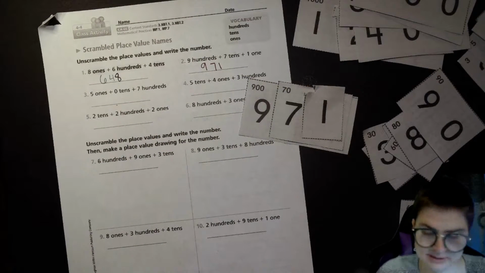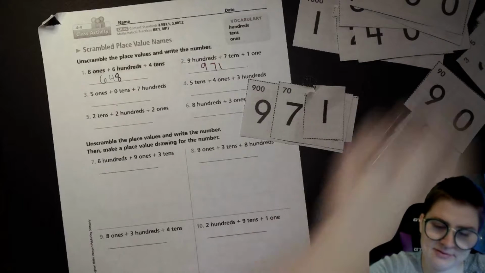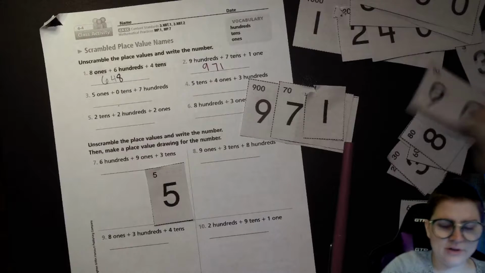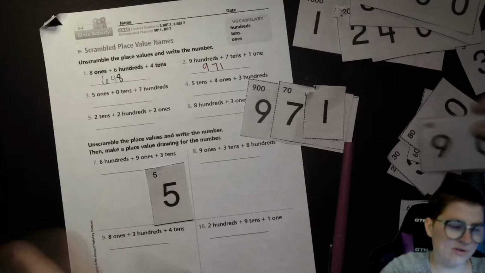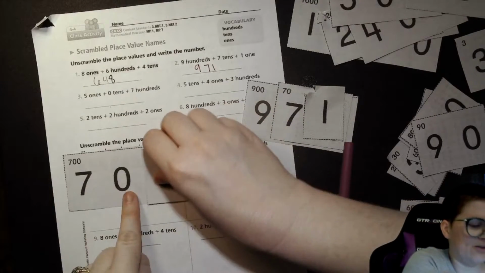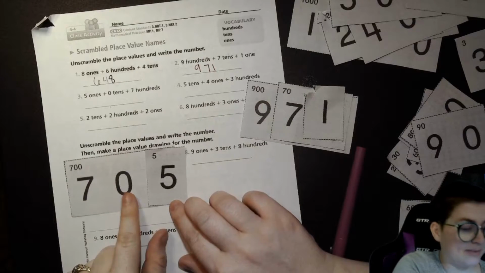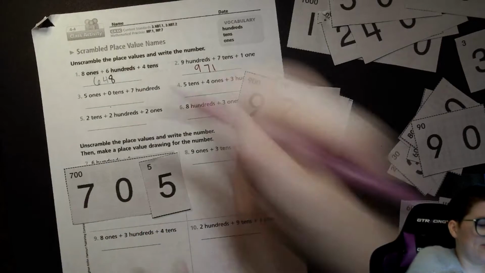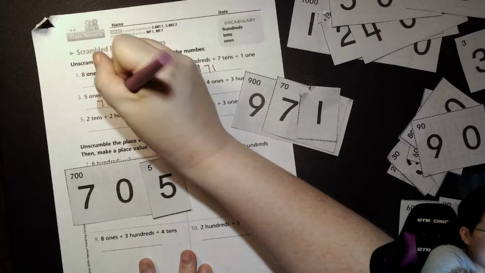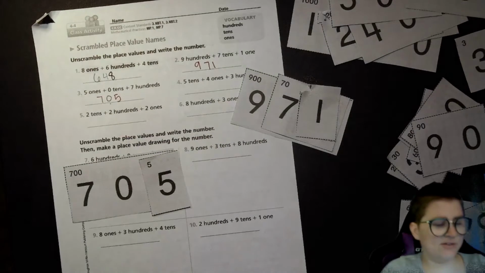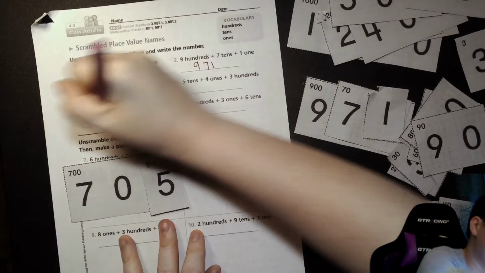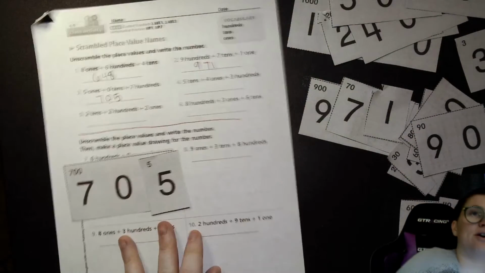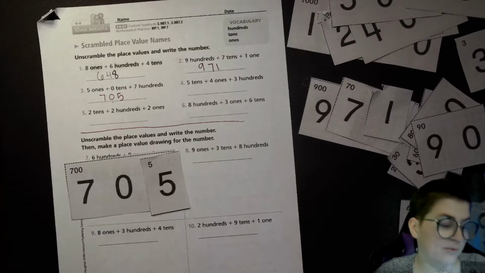Okay, next one, we have 5 ones, no tens, and I don't have a card that has no tens, but we just don't have one. And then 700s. See, now you can see how there's no tens, and that leaves a 0 in the tens place, right? So 700, 0, 5. If you're feeling good about this, you can go ahead and do these 3 on your own and then hit play when you're ready.